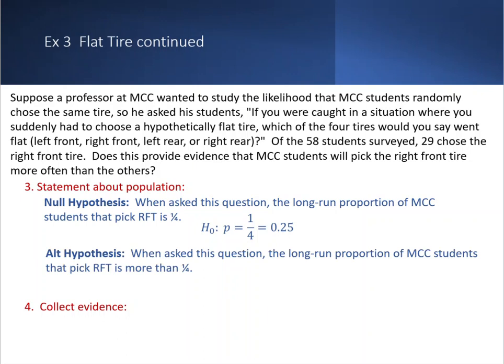This means that when asked this question, the long run proportion of MCC students that pick right front tire is more than 1/4, or in other words, that p is greater than 0.25.